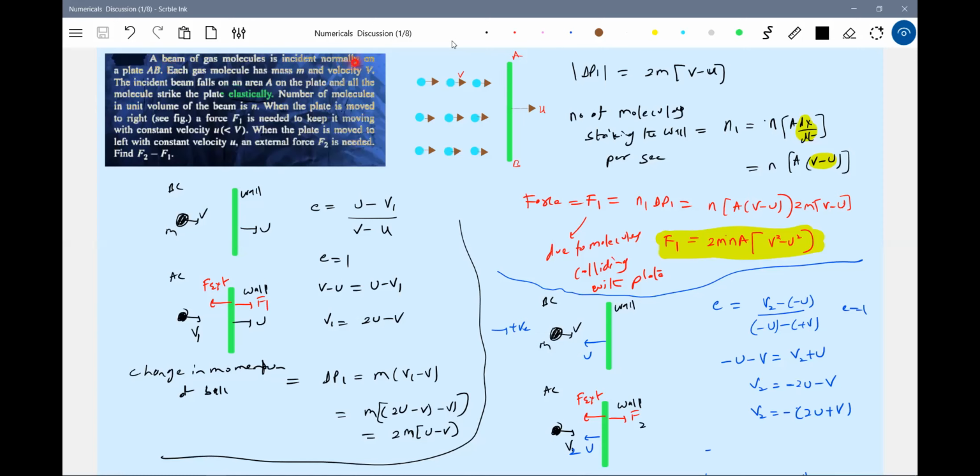Question. A beam of gas molecules is incident normally on a plate AB. Each gas molecule has mass m and velocity v. The incident beam falls on an area on the plate and all the molecules strike the plate elastically. This is a plate.